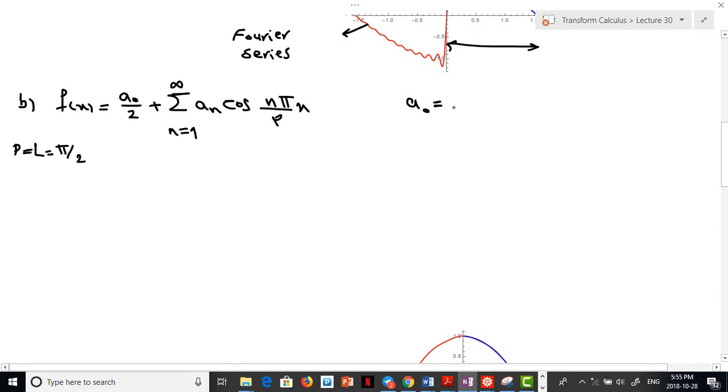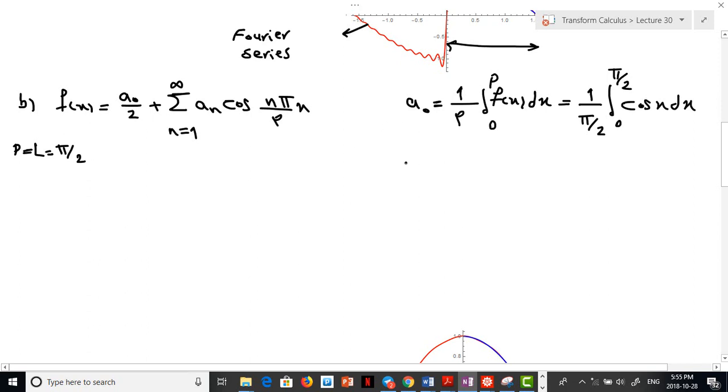So a0 is equal to 1 over p, the integral from 0 to p of f(x) dx. It's equal to 1 over pi over 2, the integral from 0 to pi over 2 of cosine x dx. So a0 is equal to 2 over pi times the integral of cosine, which is sine x.